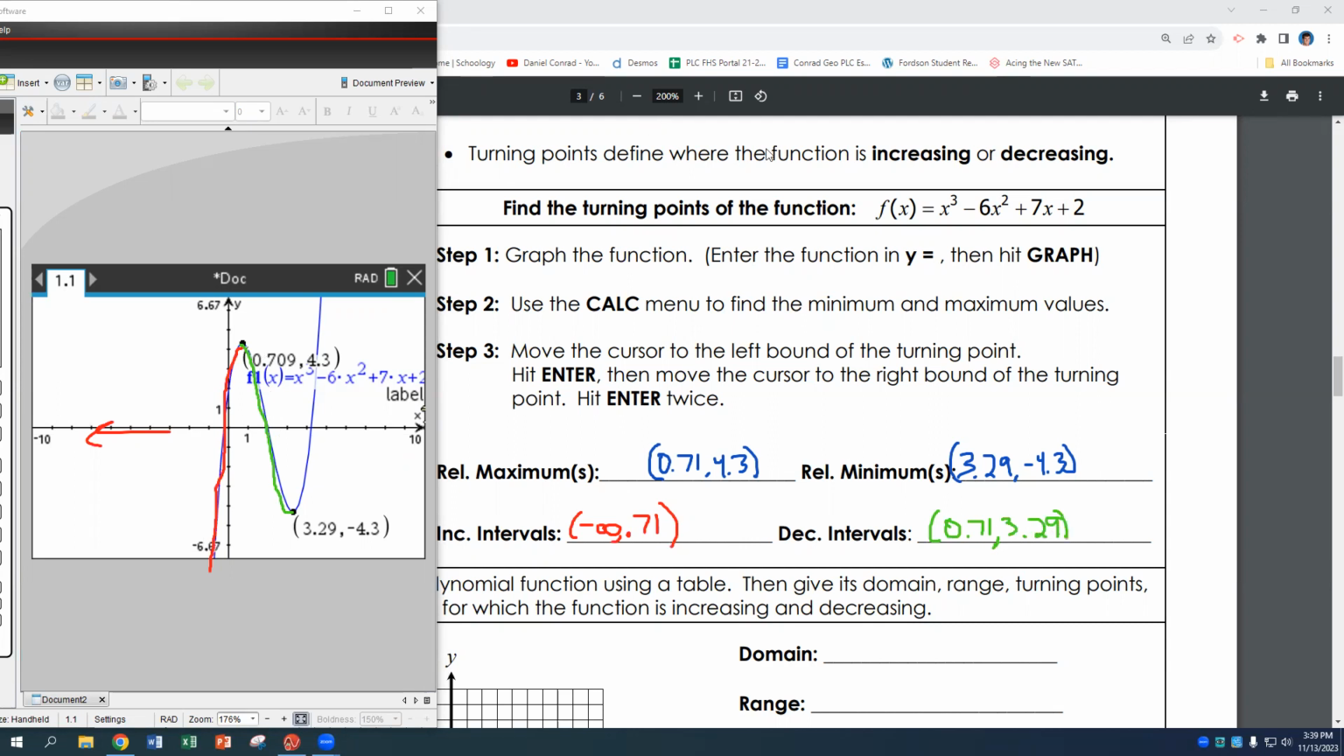Okay. And then at 3.29, we begin to increase again. So then we go up, up, up, up, all the way from 3.29, all the way to the right, all the way to positive infinity, right? As farther right you go, the higher up it goes. Okay, so those are my positive, right? The red is where it's increasing from left to right. The green is when you move left to right. That's where it's decreasing. That's your decreasing interval.